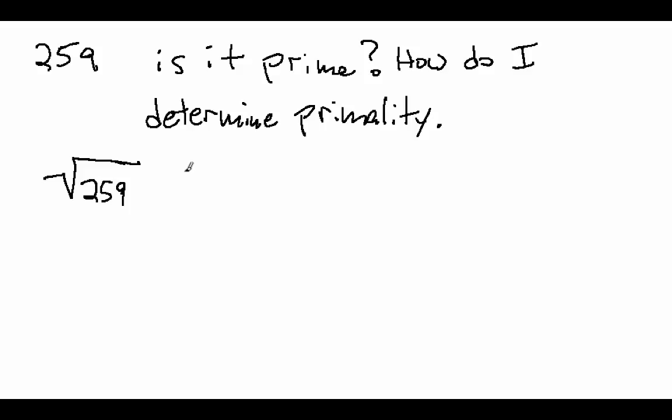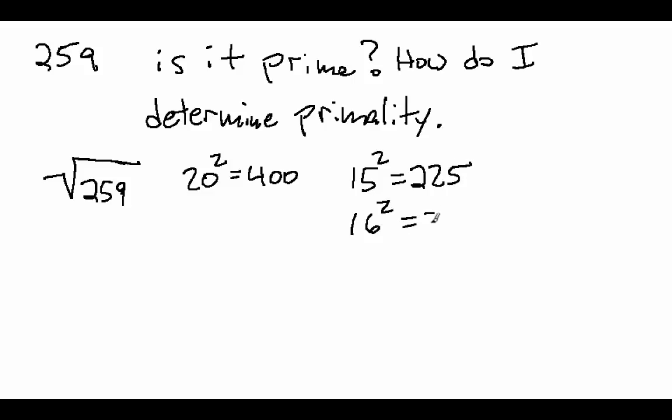First of all, I note that 20 squared is equal to 400. So I know the square root of 259 is less than 20. I know that 15 squared is equal to 225. 16 squared is equal to 256. Now we're getting close. So I know that the square root of 259 is somewhere between 16 and 17. Notice how I did that without a calculator.